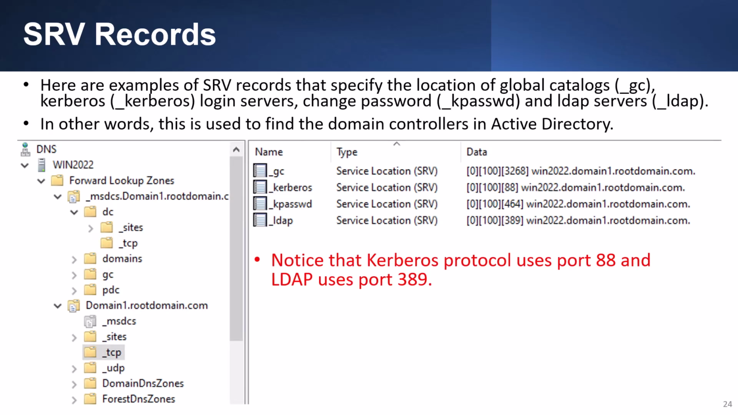Here's an example of service records that specify the location of global catalogs, Kerberos logon servers, change password, and LDAP servers. In other words, this is used to find the domain controllers in Active Directory. Notice that the Kerberos protocol uses port 88 and LDAP uses port 389.